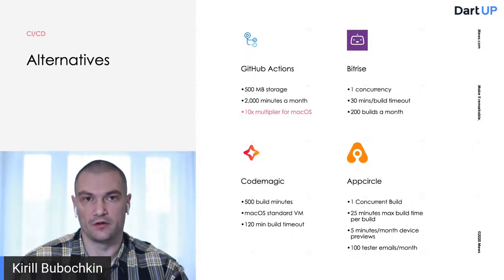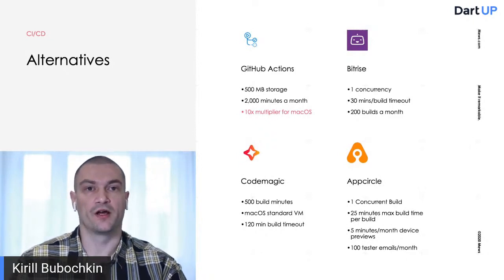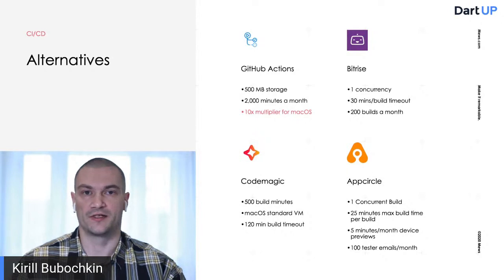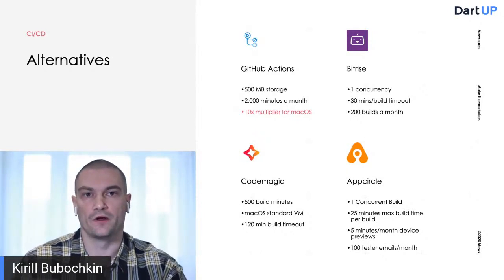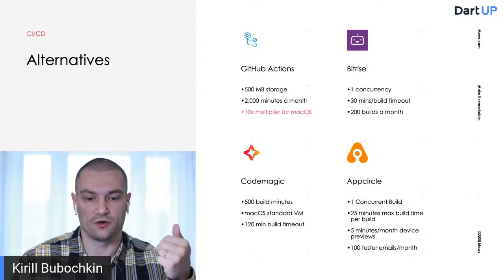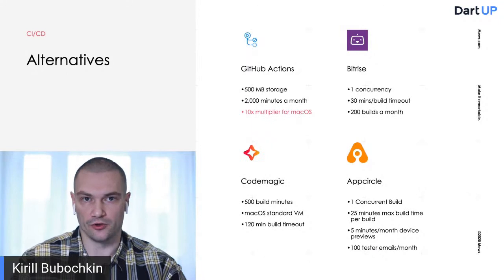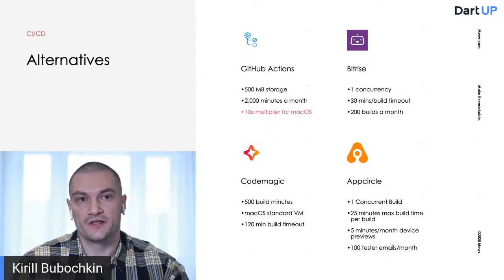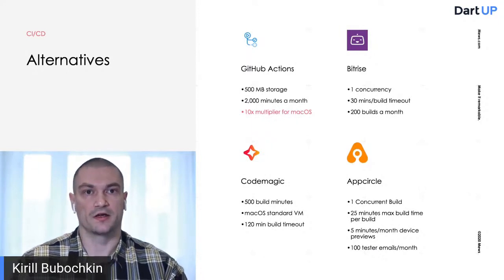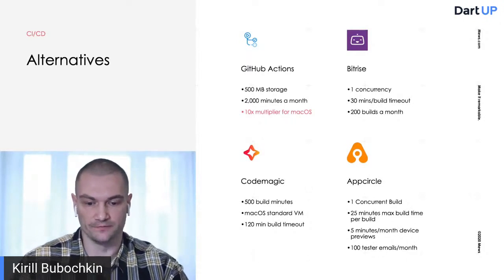They all have some more or less usable free plans. And for example, I'm not sure about AppCircle, but Bitrise and CodeMagic, they also provide seamless integration with AWS device farm, which means that you can easily run your UI automated tests on the whole fleet of the real devices from AWS. And of course, this is not for free, but it's a nice option to have this seamless integration.